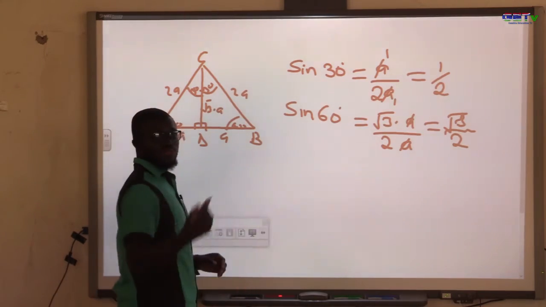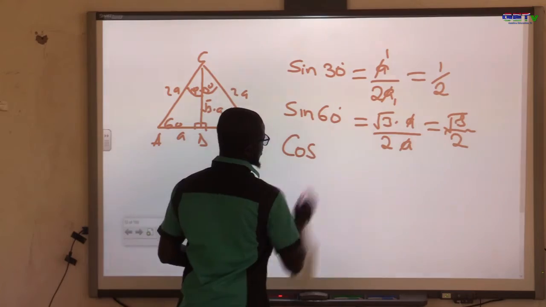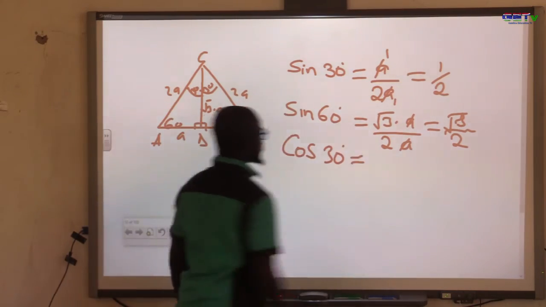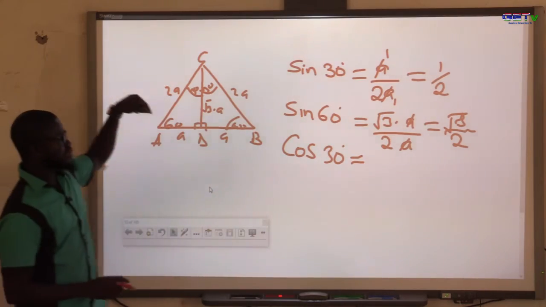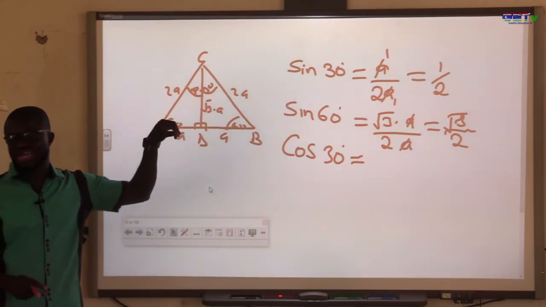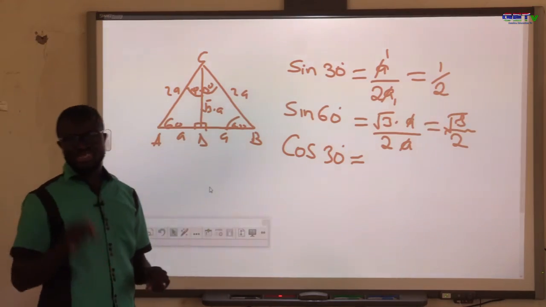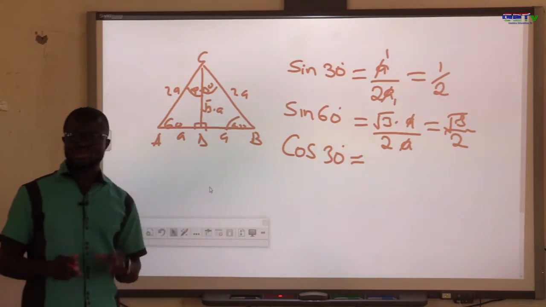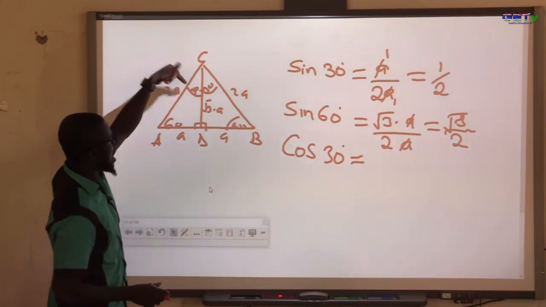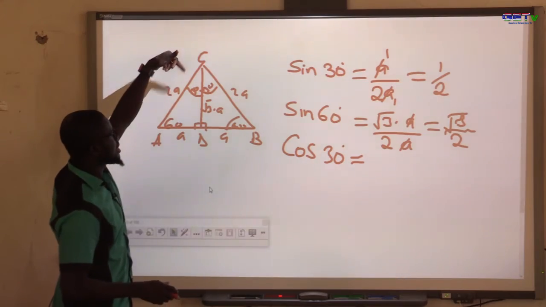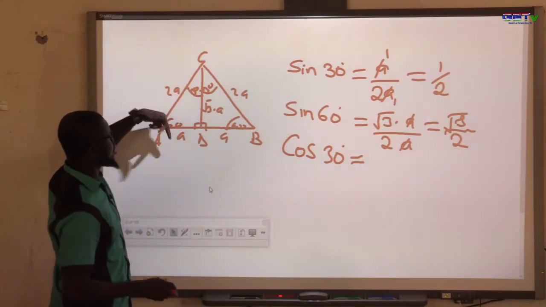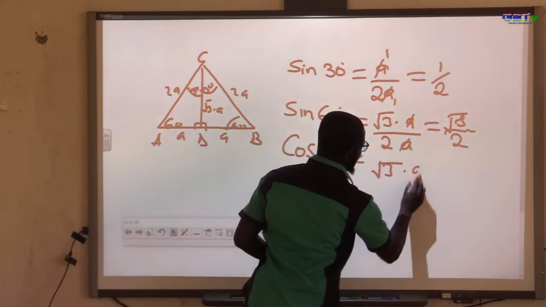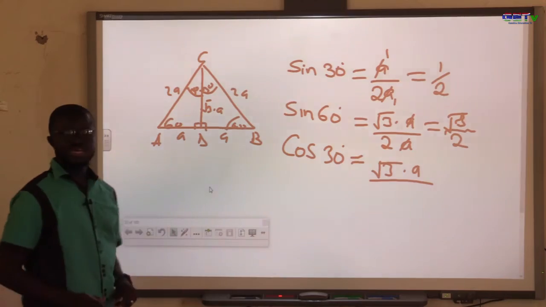Now, from the sine, the next function I want us to look into is cos. I go back to 30 again. Cos 30 is equal to, remember the word cos, from the acronym CAH. C is cos, A is adjacent, and H is hypotenuse. So if cos 30 is the angle under consideration, what's going to be the adjacent of this angle? I am still considering triangle ADC. The adjacent of cos 30 is going to be what? √3 times A. So we put √3 times A all over. The hypotenuse remains as what?